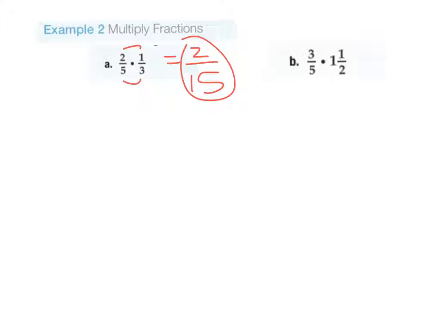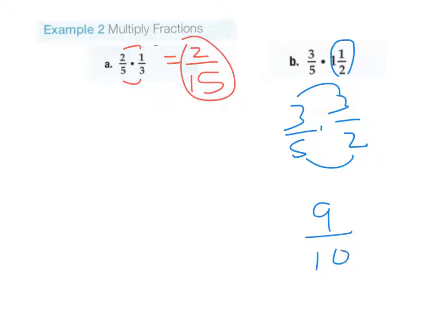Now the tricky problem comes when we have a mixed number. So a mixed number has to be changed to an improper fraction. And now once it's changed to an improper fraction, we can multiply 3 times 3 and the 5 times 2. So that's 9 over 10. And we have our answer.